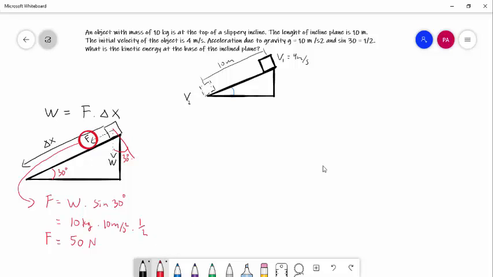So that means the force times displacement equals 50 Newton times 10 meters, which equals 500 Newton meters, or you can use the other unit of work, which is joule.